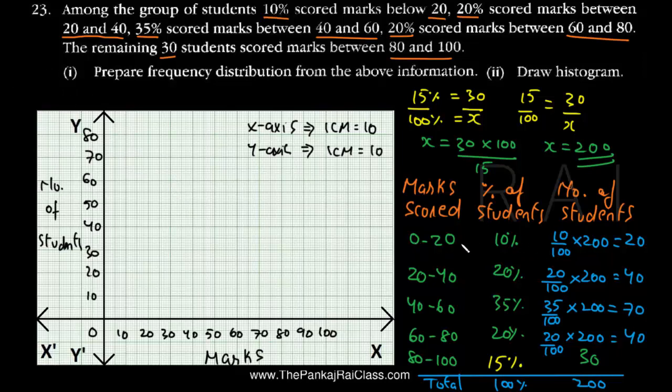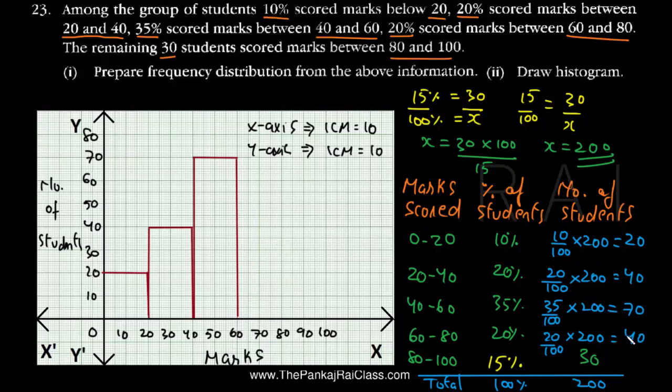The first one is 0 to 20 having 20 students. So this is 20 students from 0 to 20. That's the first one. The next one is from 20 to 40. We have to draw 40 students. So this is 40 from 20 to 40. The next one is 70 from 40 to 60. 70 is here, so 70 from 40 to 60.